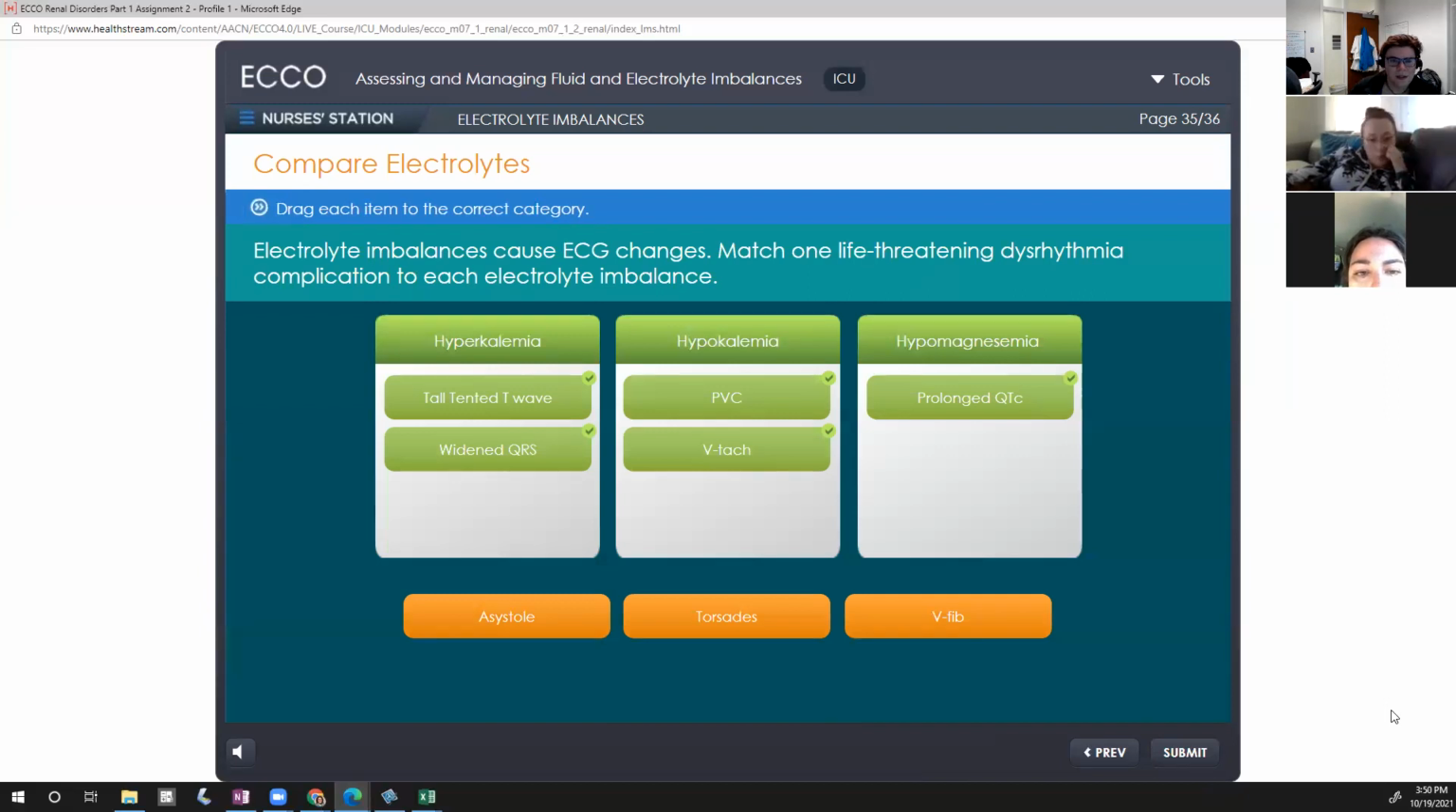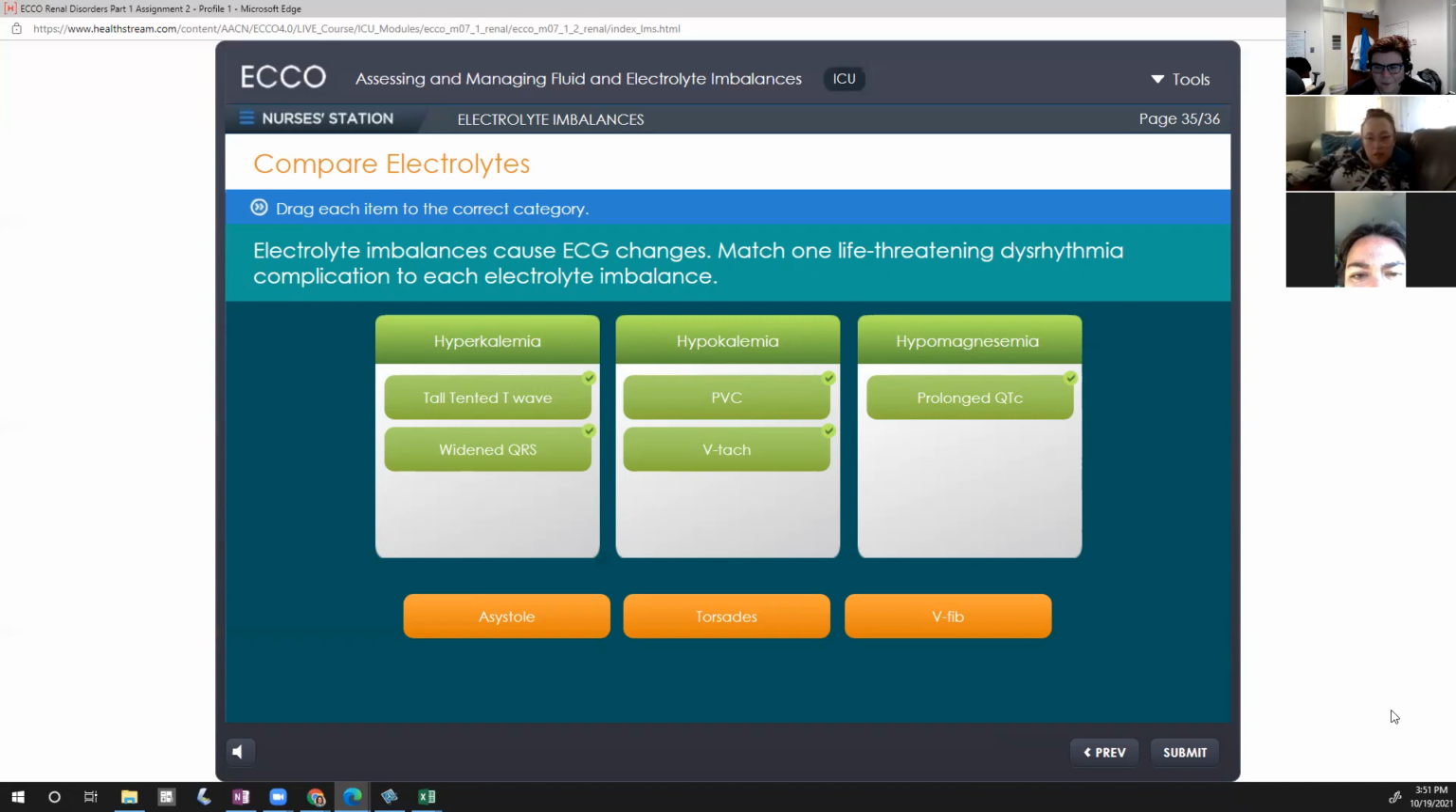All right. So if you see electrolyte imbalances that cause EKG changes, match one life-threatening dysrhythmia with each of the electrolyte imbalances. So asystole. Is the first one hyperkalemia? I can't read it. Yes, I'm sorry. It's okay. Hyperkalemia, hypokalemia, and hypomagnesemia.